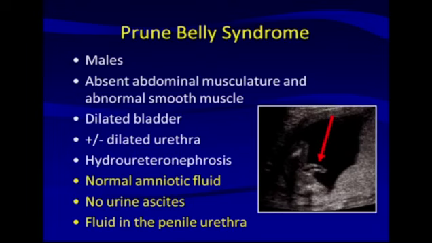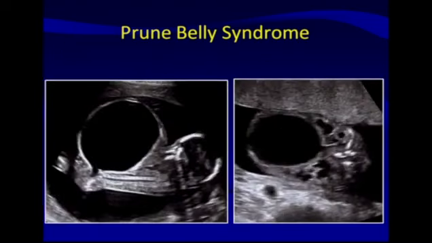And as opposed to posterior urethral valves, you can look for fluid in the penile urethra. Here you can see fluid traveling all the way down the penis to the meatus, and you would never see this in valves. This can be a very valuable finding to distinguish prune belly syndrome from posterior urethral valves. Here you can see a markedly dilated bladder, very big, with hydronephrosis in the kidneys bilaterally, but notice the normal amount of amniotic fluid in this fetus with prune belly syndrome.